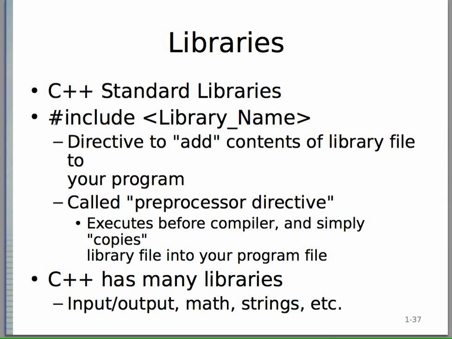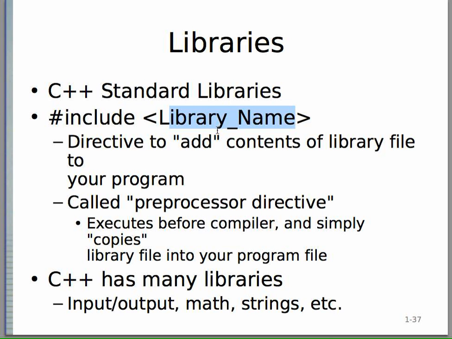The way to use them in C++ is you say #include, and then in angle brackets, the name of the library. So this is different from C. In the case of C, you have to use angle brackets and library name .h. If you ever see a #include with angle brackets and just the library name without .h, chances are good you're using C++ style libraries as opposed to C.